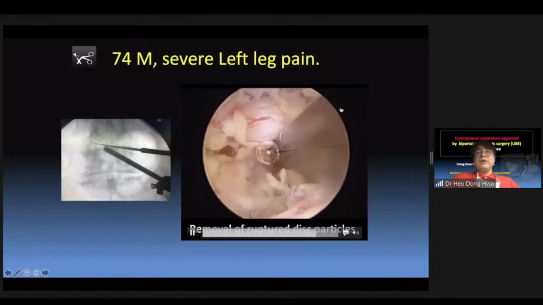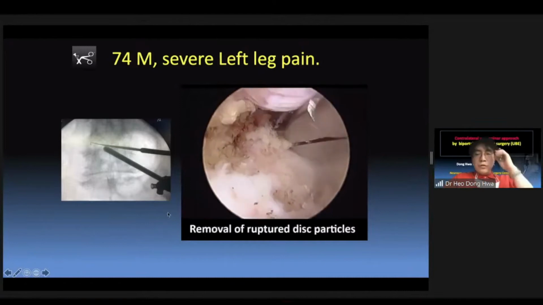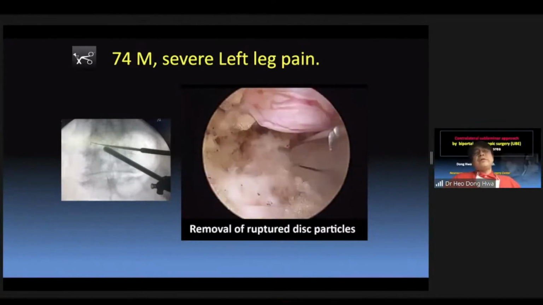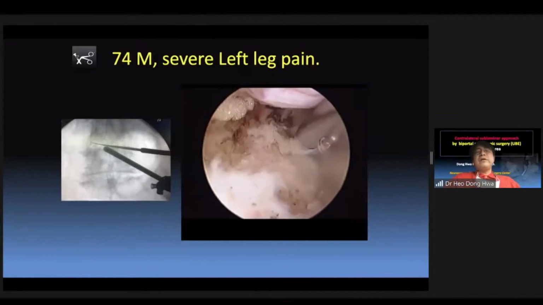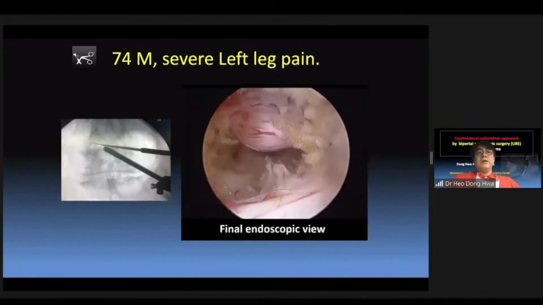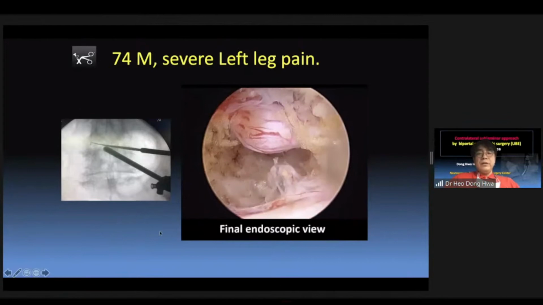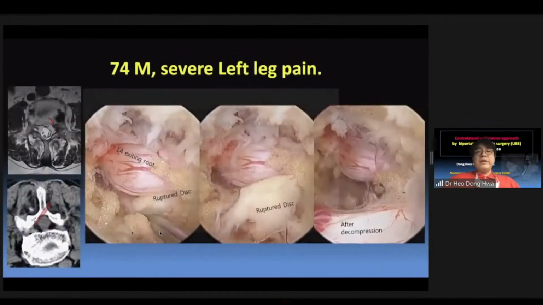So it's a final view. If we use biportal endoscopic surgery, we can operate very safely, with a very magnified, clear endoscopic view. So yes, final view. You can see the contralateral exiting root and the medial border of the pedicle. So I move to the next cases.